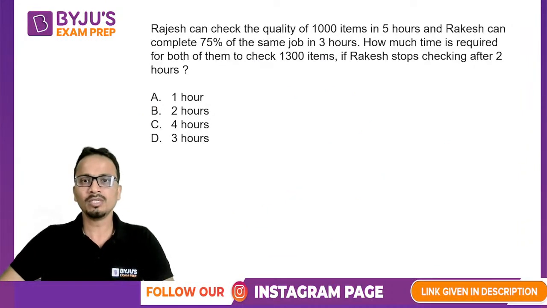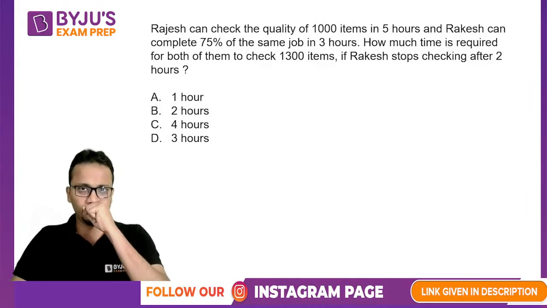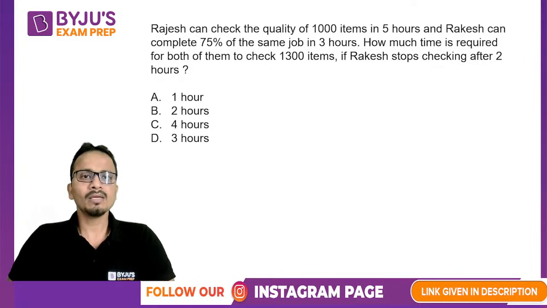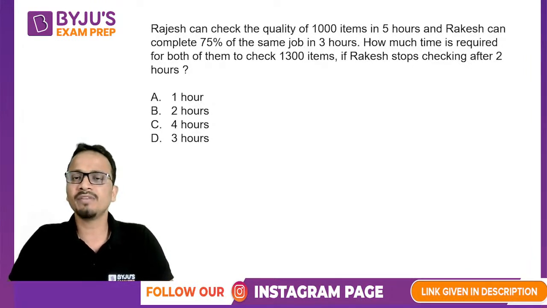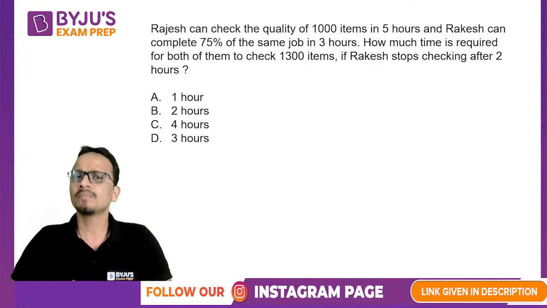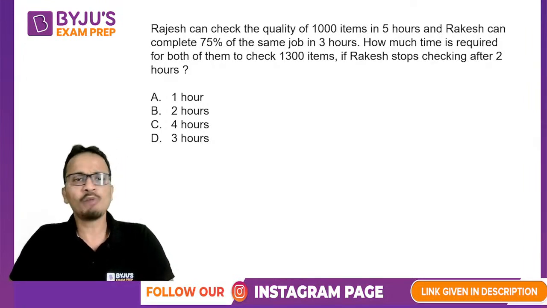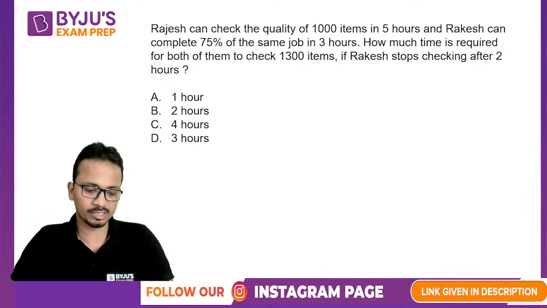Question number 2, a question on time and work. Now, Rajesh can check the quality of 1000 items in 5 hours, and Rakesh can complete 75% of the same job in 3 hours. How much time is required for both of them to check 1300 items if Rakesh stops checking after 2 hours?